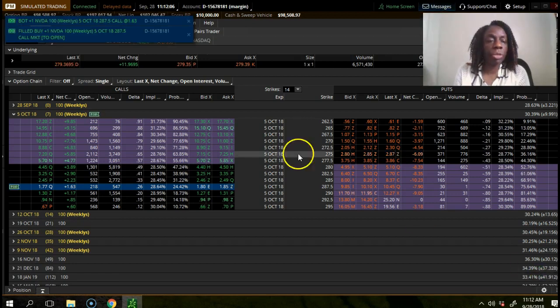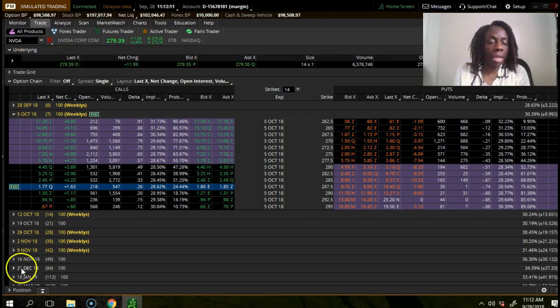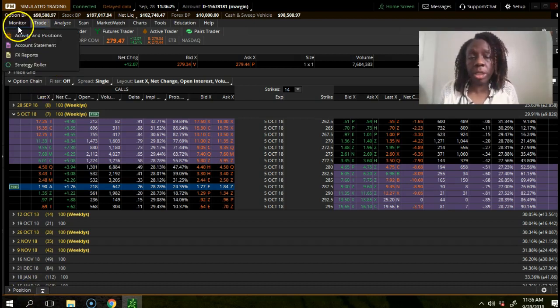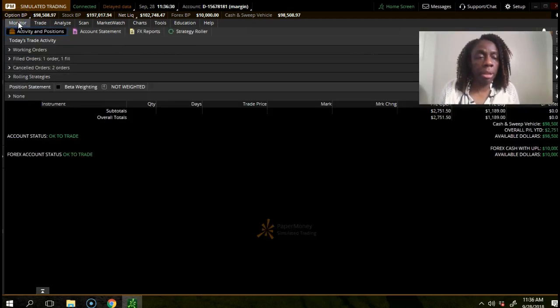So we click send. And we hear that notification. It says it's filled. Okay, so that's the first step. The next thing you want to do is to monitor your trade, at least see what's going on. You click on monitor, top left, and let's see.